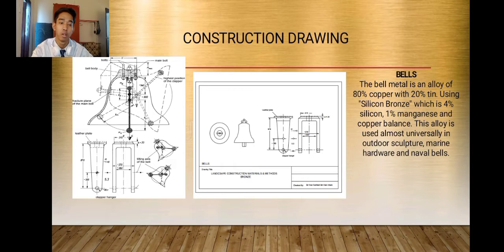Okay, the next content is contact shadowing. It is an alloy of 80% copper with 20% tin, using silicon bronze, which is 4% silicon, 1% manganese and copper balance. This alloy is used almost universally in outdoor sculpture, marine hardware and naval builds.